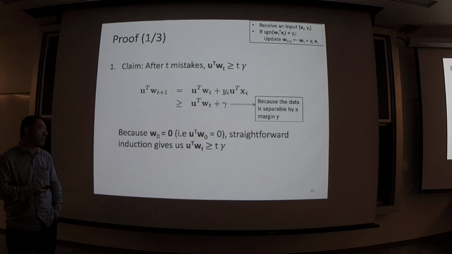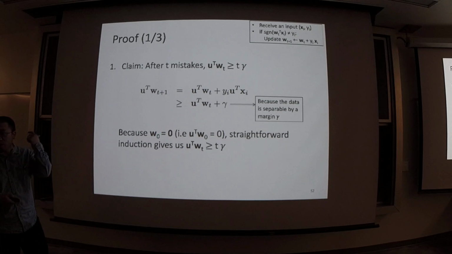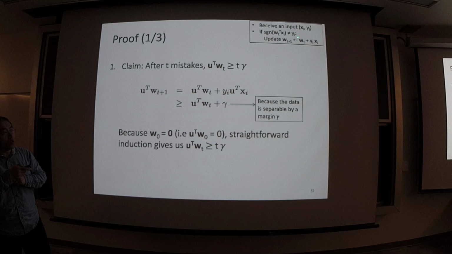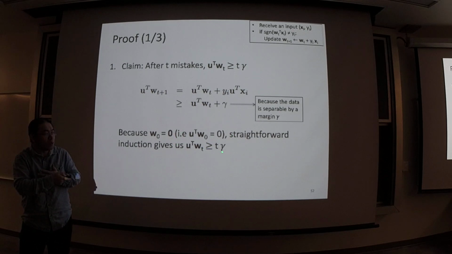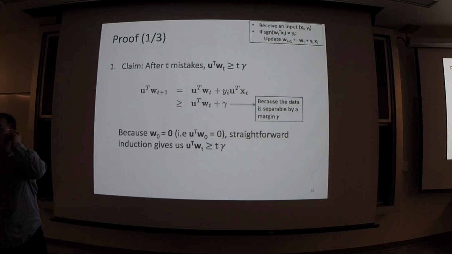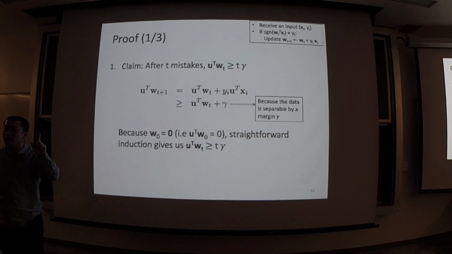The answer is yes. Why? Because w_0 is 0. If you make the very first mistake, you add 0 with y_i x_i, and then you do the inner product with u. u transpose w_0 is 0, and u transpose x_i times y_i is no less than gamma. So you immediately obtain that u transpose w_1 is no less than gamma. This is the beginning case where t equals 1, the first step of the induction.